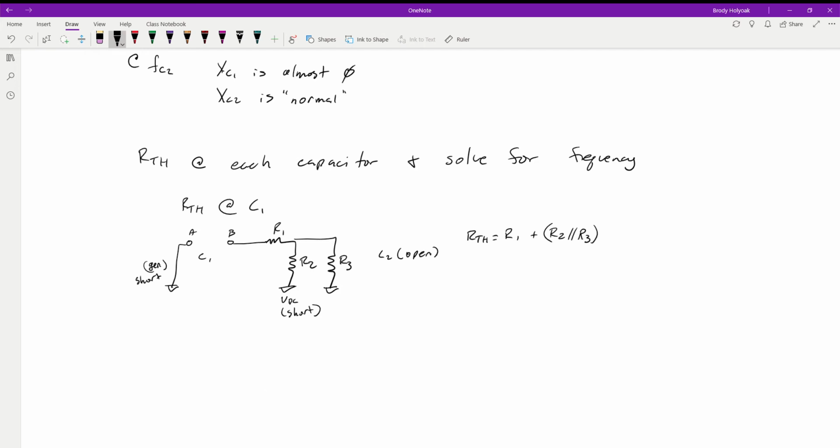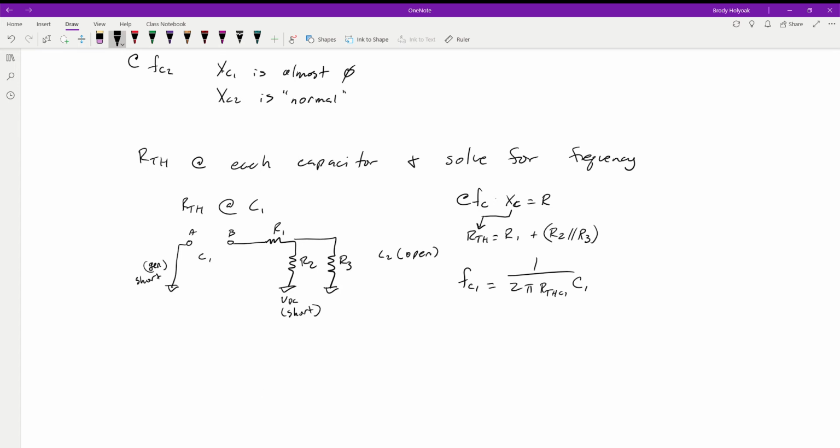So that is the value, because remember, at our critical frequencies, our reactance of our capacitor is equal to the resistance. And this is the value we're looking for, the resistance. That's all the resistance it sees. So then when we calculate it, we have our FC1 is equal to 1 over 2 pi times our R Thevenin at C1 times the capacitance of C1. So then we can plug those values in and get that frequency.